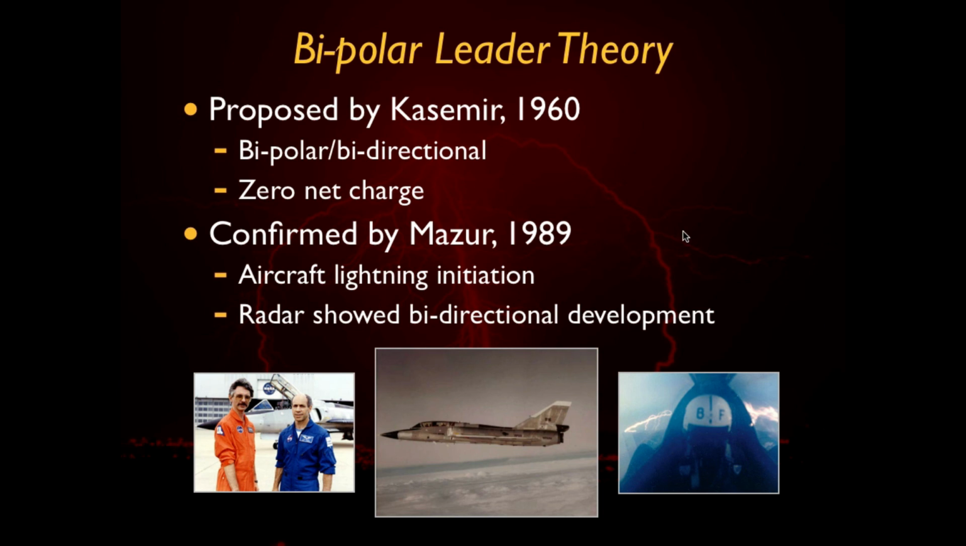It had sensors, current measuring sensors, as well as optical recording equipment, standard speed recording equipment. And what Dr. Vlad Mazur was able to do was use radar to show the bidirectional development of the leaders as they initiated from the aircraft, since the aircraft was in fact the one causing the strikes. And since lightning itself, the ionized leader channels, can reflect radar energy, he was able to see this bidirectional development from the tip and the tail simultaneously propagate away from the aircraft, and the current measurements supported this as well.